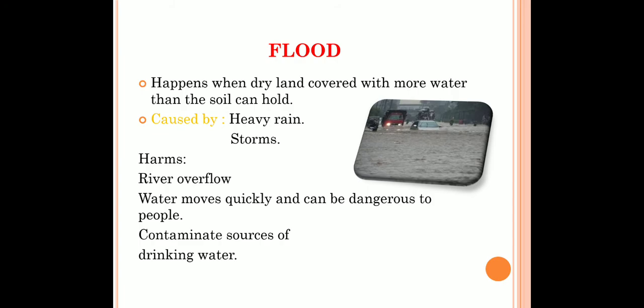Again, the flood happens when dry land is covered with more water than the soil can hold, and it can be caused by heavy rain, like what happened in 2015 in Alexandria, or by storms. And it can make the river overflow and enter the cities, and the water can move quickly, and this is very dangerous for people. This can contaminate sources of drinking water. Contaminate means making the water not clean and we cannot drink it.